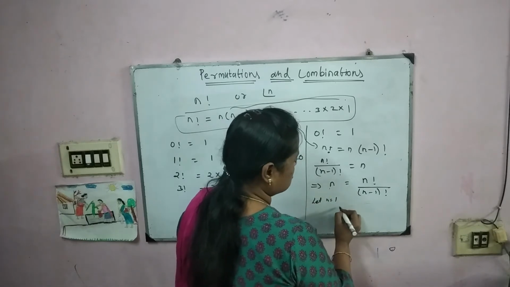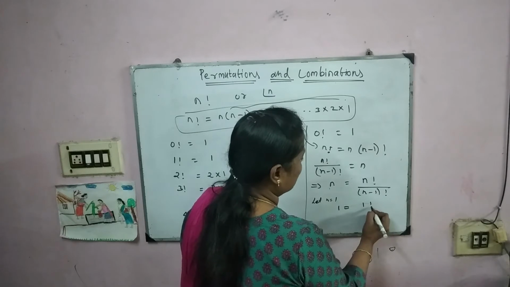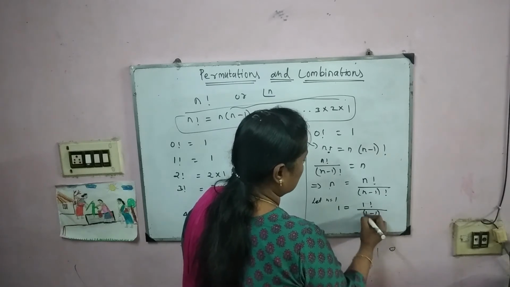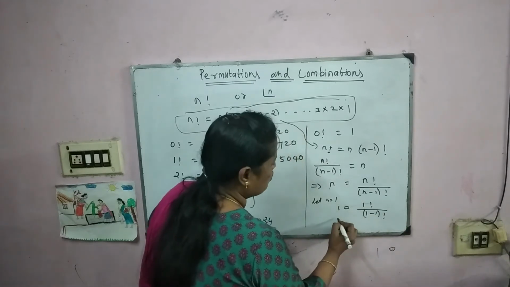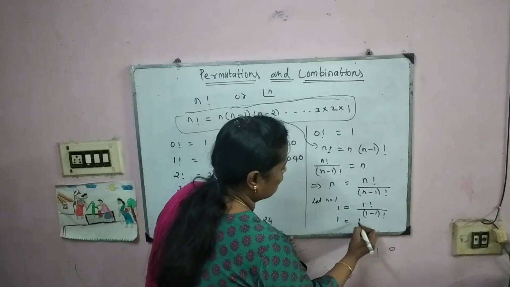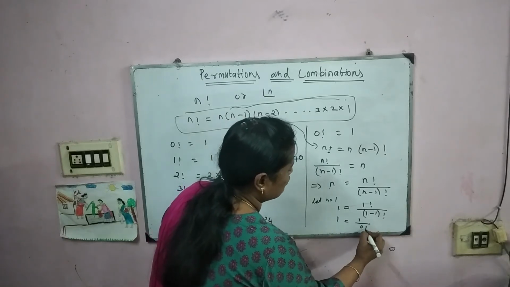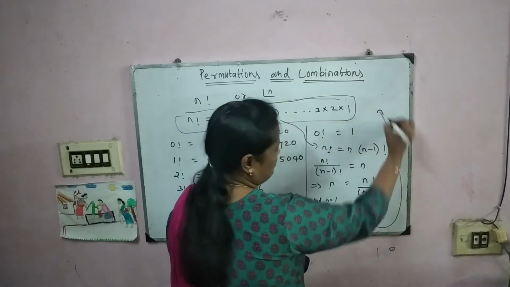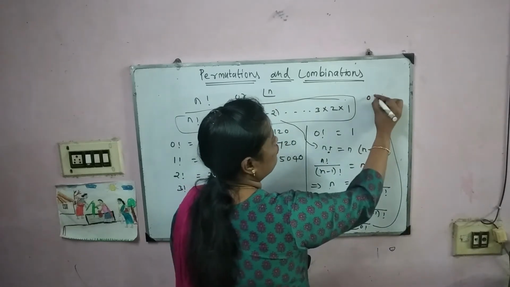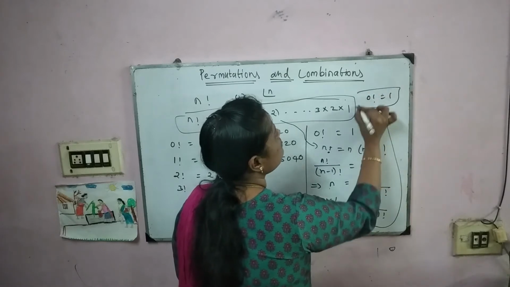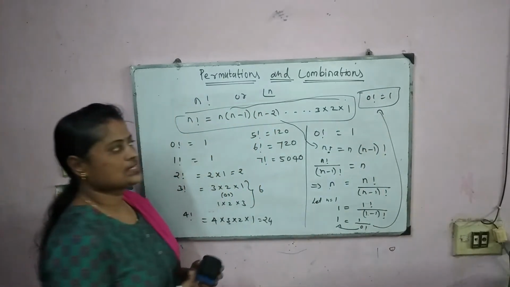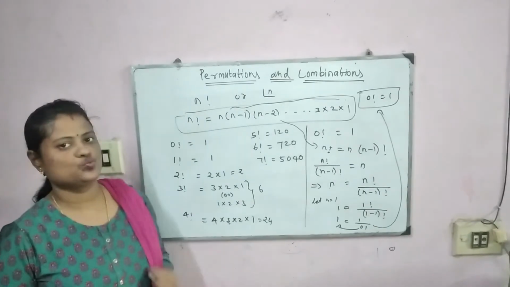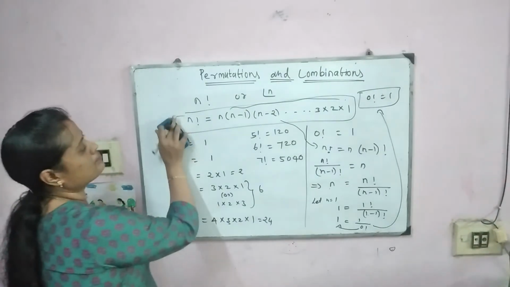If you substitute n is equal to 1, 1 is equal to 1 factorial divided by 1 minus 1 factorial. So 1 is equal to 1 factorial divided by 0 factorial, since 1 minus 1 means 0 factorial. You bring this one here, so this will be 0 factorial into 1. So 0 factorial is equal to 1. This is the proof for why the value of 0 factorial is always 1. Now we'll start the permutation.